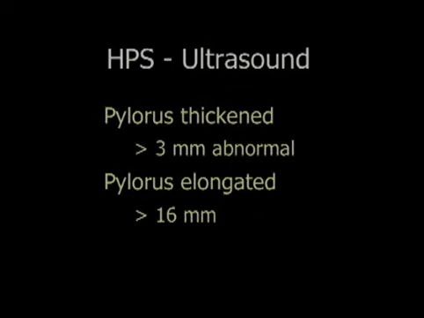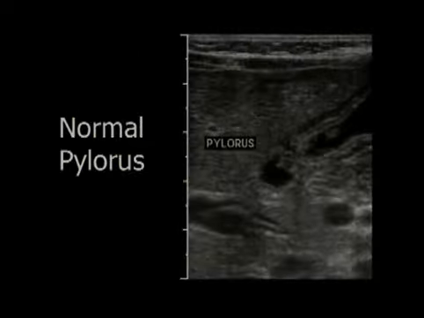Criteria are varied. These are the ones that I use. Unilateral muscle wall thickness of greater than 3 millimeters. Some people use 3.5, some people use 2.5. Those are the most reliable things, however, the unilateral muscle thickness. Pyloric channel elongation is less reliable. I use 16 millimeters. Other authorities have used other numbers. But again, it's really the unilateral muscle thickness that is the most reliable finding.